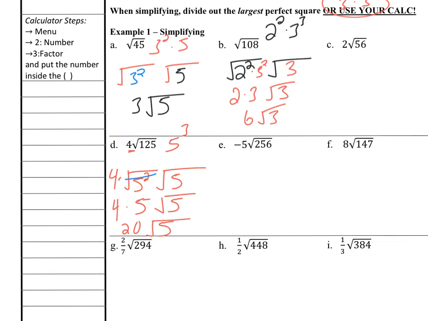All right, E, negative 5 root 256. So what am I doing here? Well, I have to break it down. The calculator is going to give me, whoops, got to have the pen, 2 to the 8th. So I'm going to do negative 5, and this time I actually know the square root of all of it, okay? Square root is really a second root, all right? What number multiplied by itself twice?